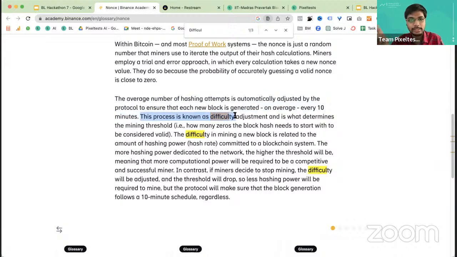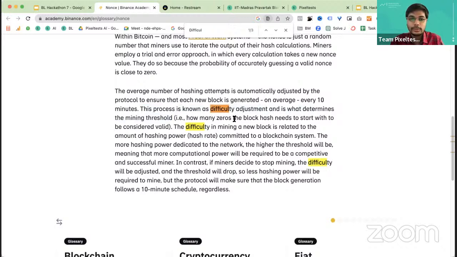So this process is known as the difficulty adjustment, right? This difficulty adjustment was made while making the protocol only, and this is what determines the mining threshold, right? So this process, which helps us adjust how many attempts a person can make, also lets us know the mining threshold, meaning how many zeros the block hash needs to start with to be considered valid. Instead of thinking of how many zeros, as the professor explains, consider it as the number of attempts made, right? That is the nonce. So how many attempts could be made is what you can understand.